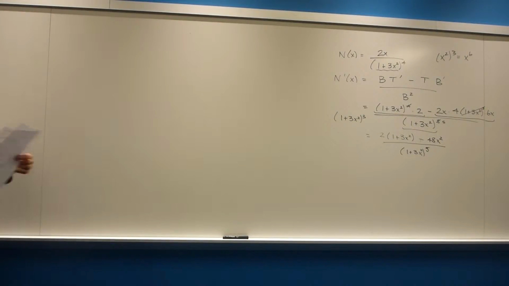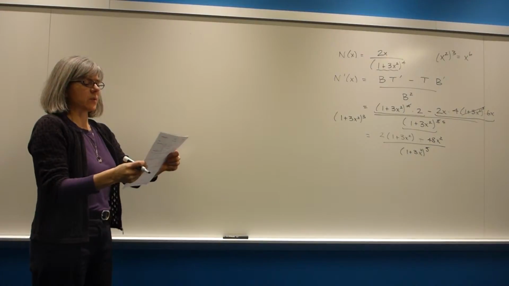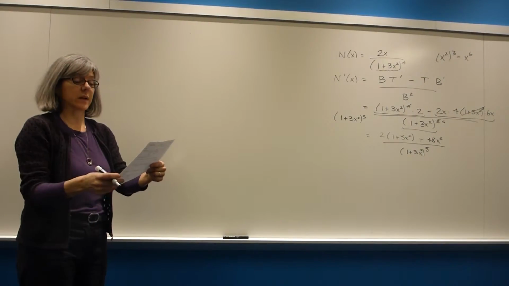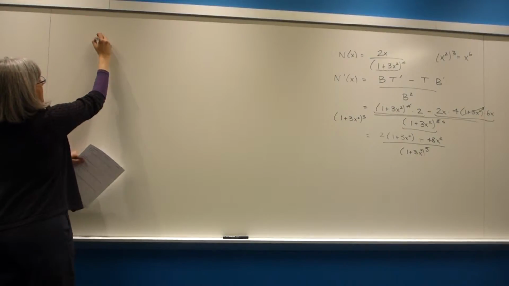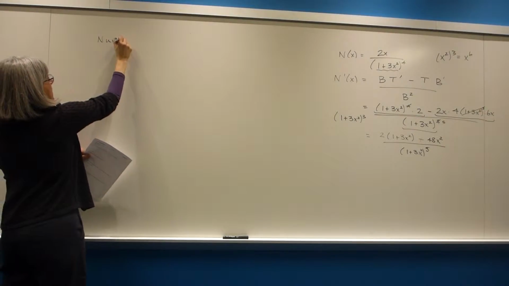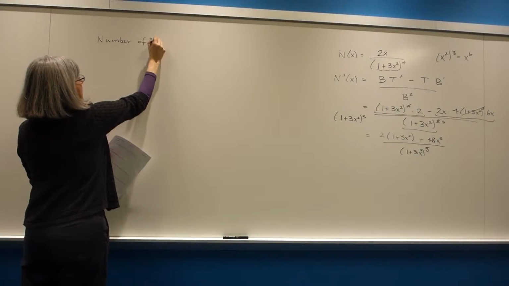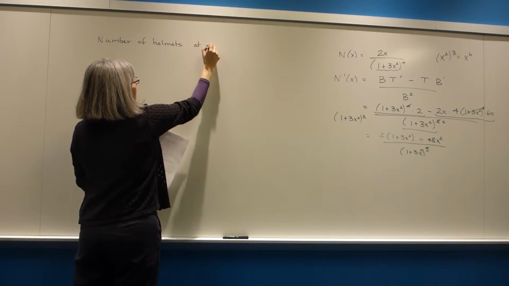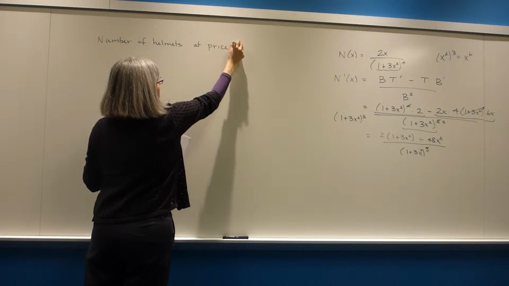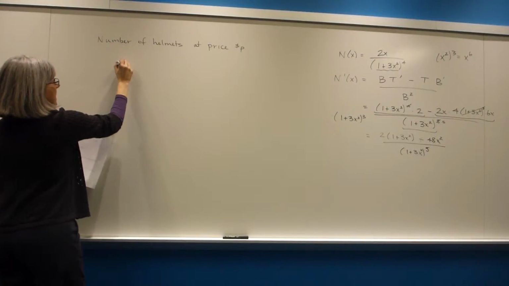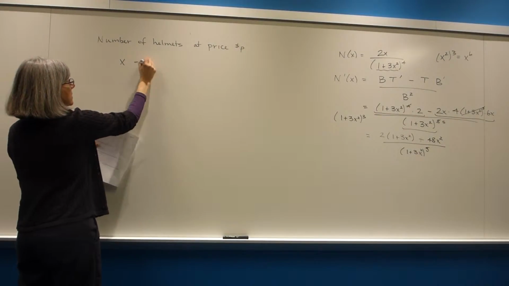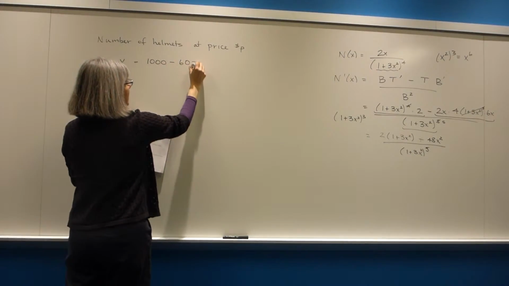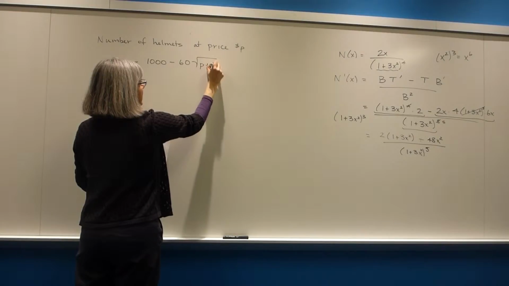All right, so the number of bicycle helmets people are willing to buy per week at a given price P is given this way. So X is the number of helmets: 1,000 minus 60 times the square root of P plus 25.